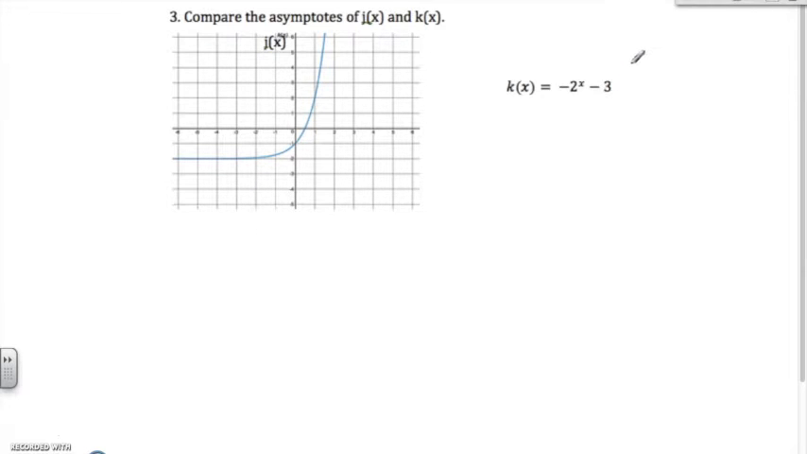What you're going to want to do is review your notes for finding an asymptote from an equation. Ms. Blaylock went over a way that you can figure it out without having to graph it each time. And you're going to want to find and compare those two asymptotes and let us know how they relate to each other. Alright, finally, problem number 4.